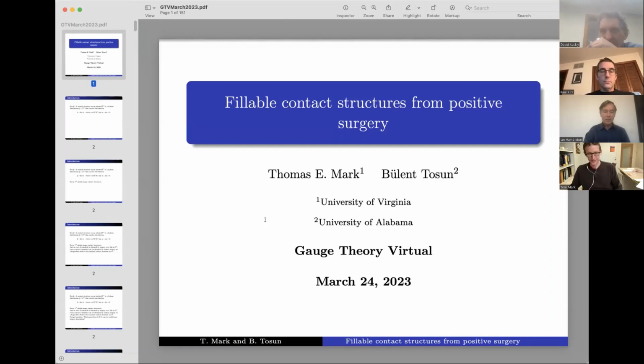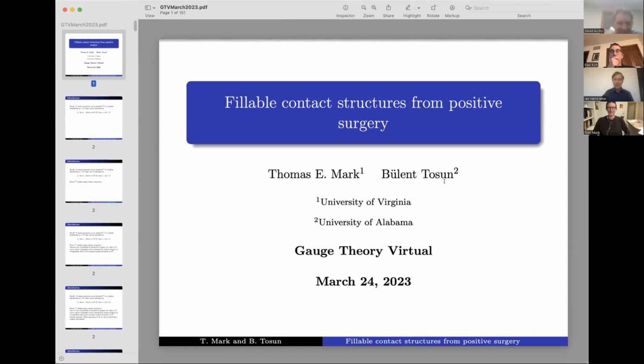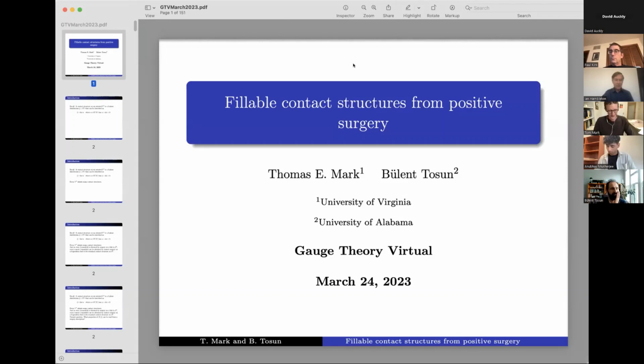It's a pleasure to give a talk on the gauge theory virtual. I guess, as I warned Dave, there isn't any gauge theory in this talk. At least not in the foreground, maybe in the background a little bit, but this is essentially a talk in symplectic and contact topology. And it's all joint work with Boulant Tosin at Alabama.